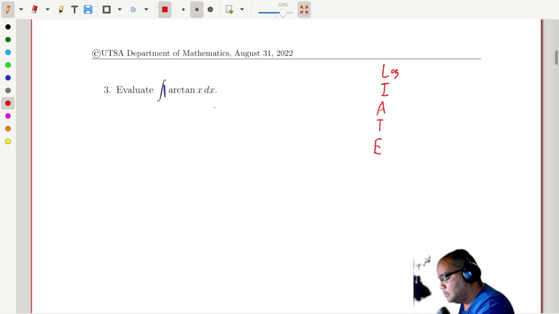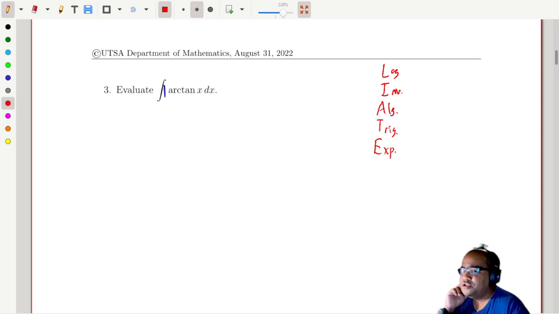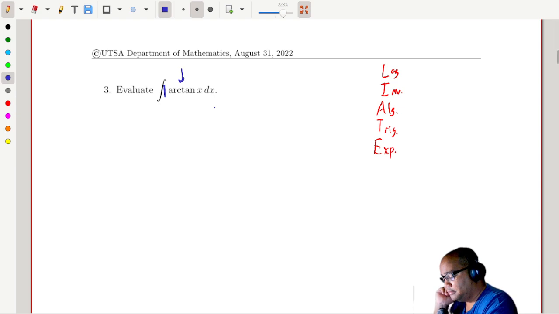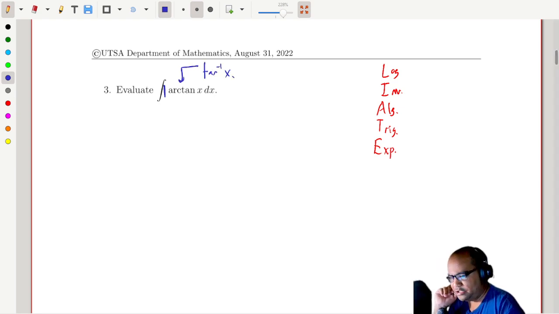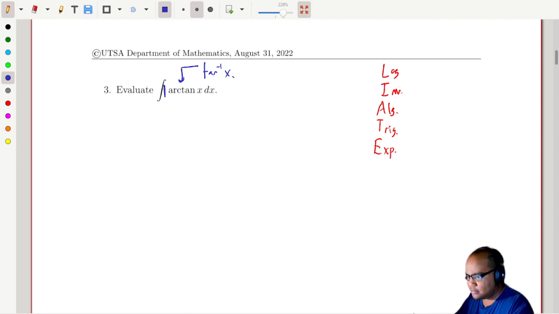Remember the LIATE heuristic? Inverse function, algebraic function, trig function, exponential function. What type of function is arctan? It's a trig function, Sean. Well, yeah, but it's actually a little stronger. Remember that arctan is actually tangent inverse, the inverse tangent, okay? Not 1 over tangent, but the inverse tangent. That's going to be your choice of u here. That's an easy thing to take the derivative of.